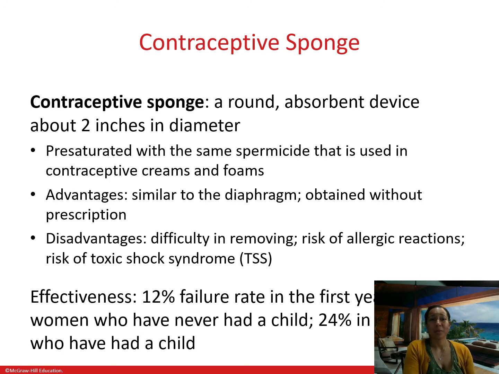There's also the contraceptive sponge. So with this sponge, it's a round absorbent device. It's about 2 inches in diameter, and it's pre-saturated with spermicide. So similar to the diaphragm, you're going to apply spermicide to this. Again, it's going to insert into the woman, and if sperm does happen to reach up to the cervix, that spermicide is going to kill it. Again, not 100% effective. There's about a 12% failure rate in the first year, and about 24% of women who have had a child have gotten pregnant even while they were utilizing this. Keep in mind, it is utilizing spermicide, so TSS is a possibility.